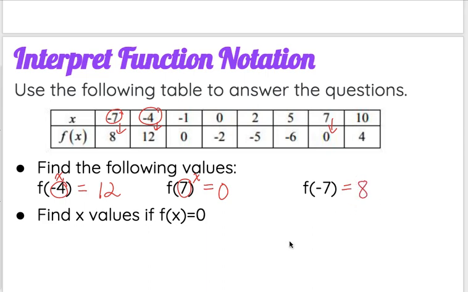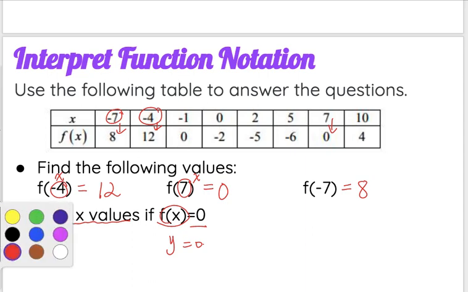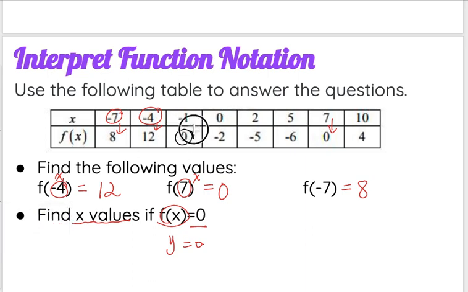This is the answer. Another thing, we can ask this question in the opposite way. They said find the x values if f of x equals 0. So what does that mean? F of x, as we mentioned before, is y, equal to 0. So let's find it in the table. When y equals 0, it matches to x equal -1. And let's look for more. We see another 0 here, it matches to 7. So that means when x equals -1 or x equals 7, they're both zeros.